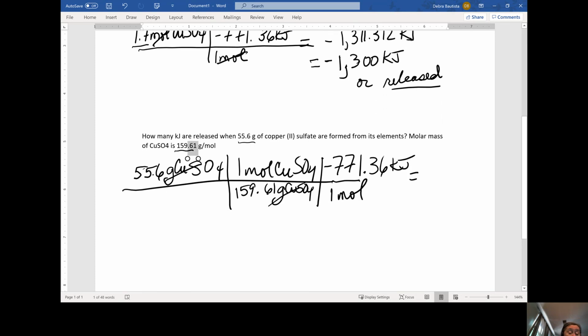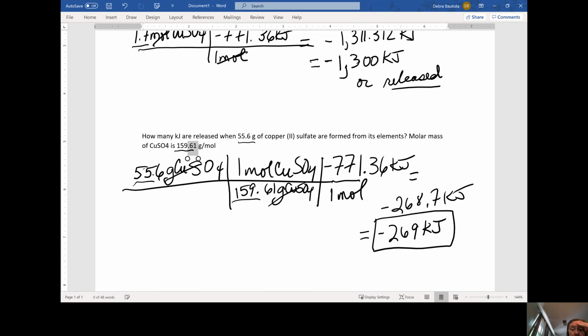So I put in 55.6. I need to divide by 159.61 and then multiply by negative 771.36, equals, and I get negative 268.0.7 kilojoules. Does my answer make sense? It does, because knowing that this is a fraction less than 1, I need to get a smaller number. And I have 3 significant digits, so this would be negative 269 kilojoules as my final answer.